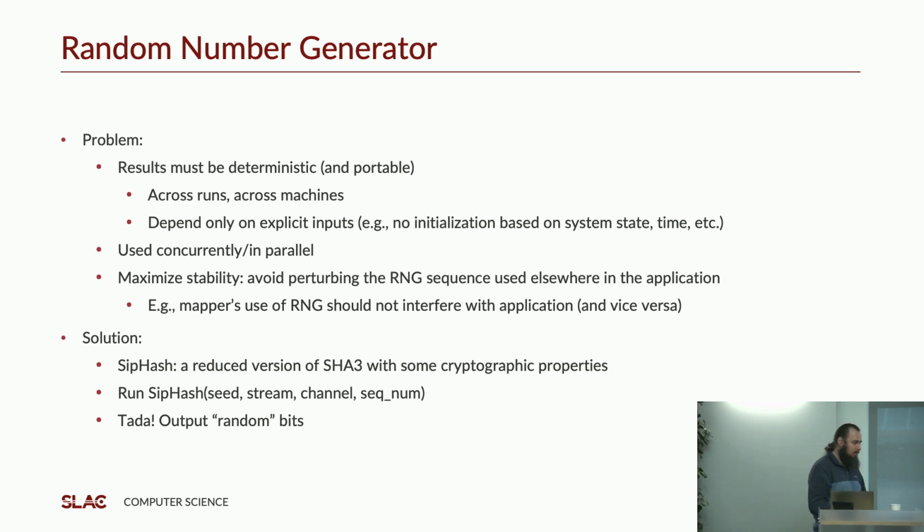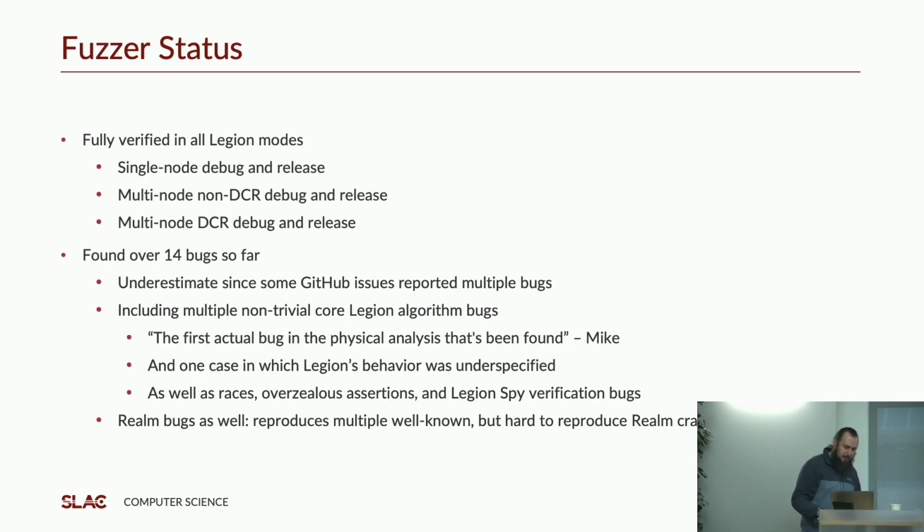And so that's kind of cool because it alleviates a bunch of the engineering concerns, and it gives us random enough numbers to fuzz the system. Okay, so at this point, I think we've actually fully verified all of the major Legion modes. So we do single node and multi-node. In multi-node, we do DCR and non-DCR. We do debug and release on all of our tests. So we've gone through all of these things.